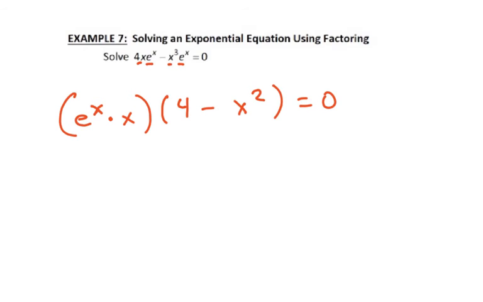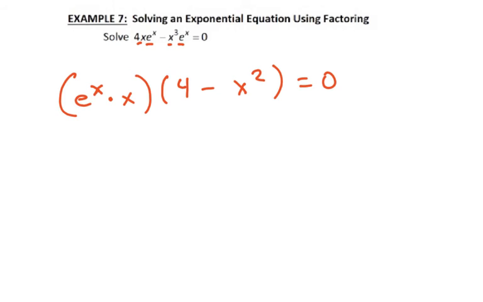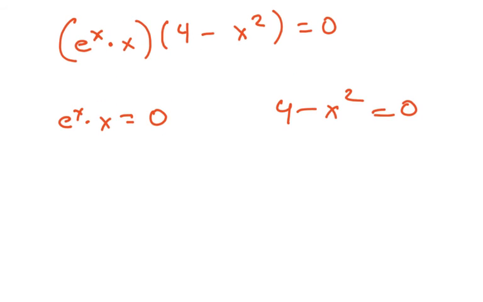So what can I do from here? Well, we know that either e to the x times x is 0 or 4 minus x squared is 0. So what this tells me, well, 0 times anything is 0, so this is x is equal to 0. Over here, this is x is plus or minus 2. And those are your solutions. And you can test it by plugging those numbers back in always, right? So if any doubt, just substitute the numbers back in and you should be golden.